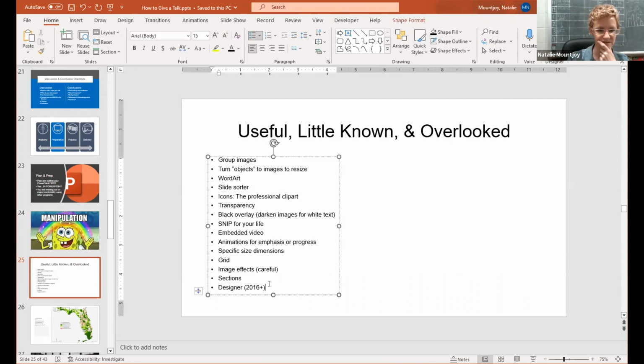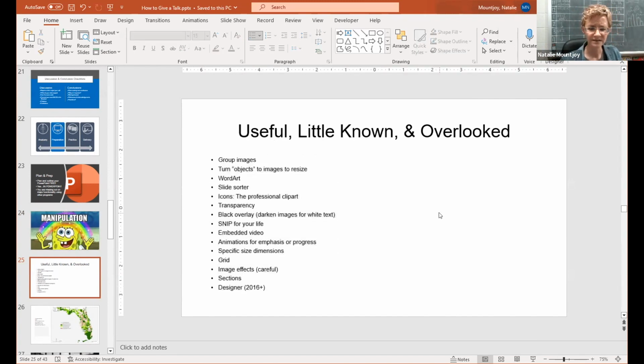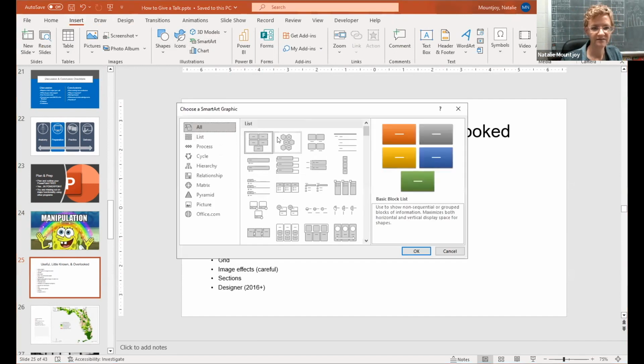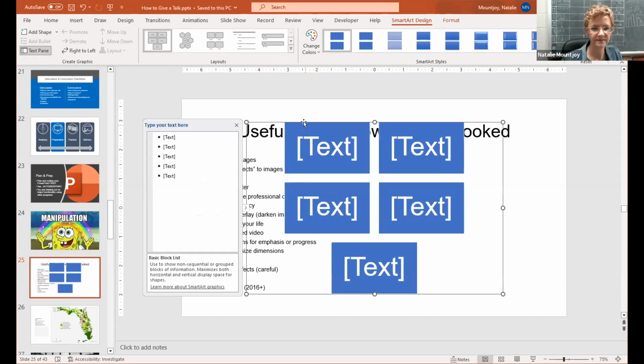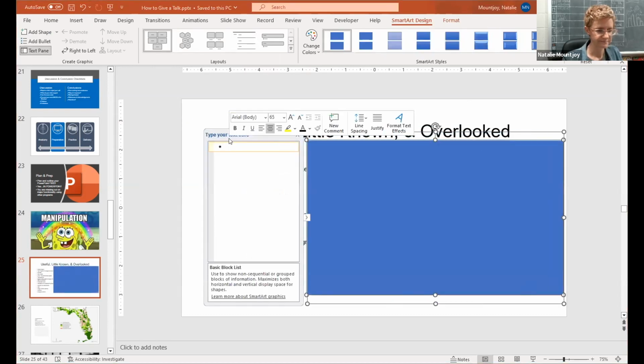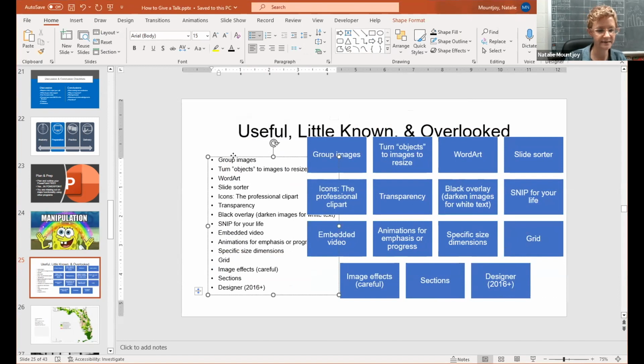I'll show you. I'm just going to copy this stuff. Is everybody taking notes? I hope you are. I'm going to go up here, insert, SmartArt. Do I have a list? Yes, I have a list. I'm going to insert this sucker. Okay. All right. Bam. How awesome is that?